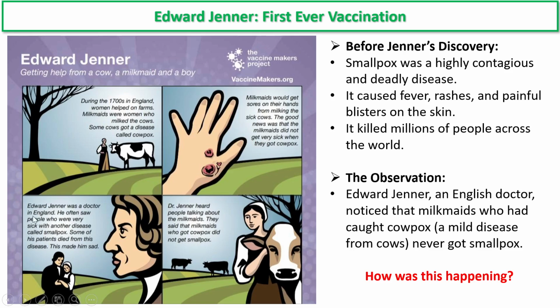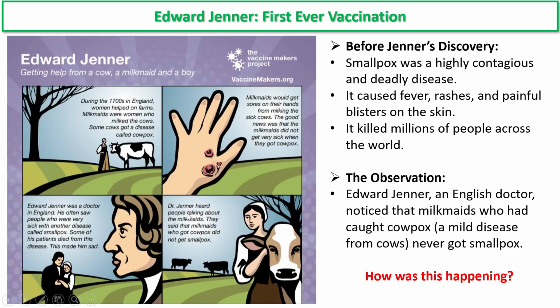Then Edward Jenner was a doctor in England. He often saw people who were very sick with another disease called smallpox, which was a disease in humans. Some of his patients died from this disease. This made him sad. He was very sad seeing that smallpox is quite dangerous and so many people were dying because of this disease.